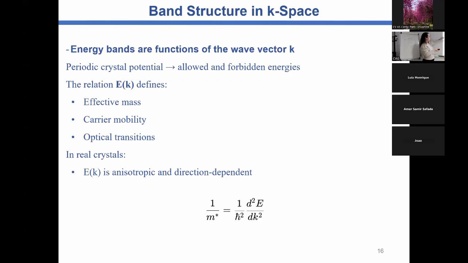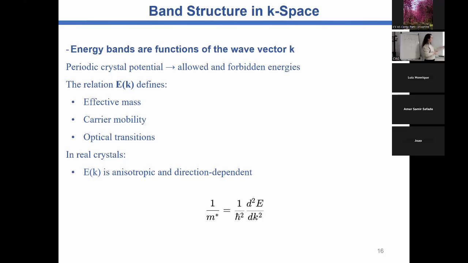So this energy has the different shape that we saw earlier, and it will be related to the effective mass of the carrier. The electron also has a different effective mass than the hole. If you are analyzing the hole, the effective mass of the hole is higher than that of the electron. They have different mobility, and they also have different transitions.